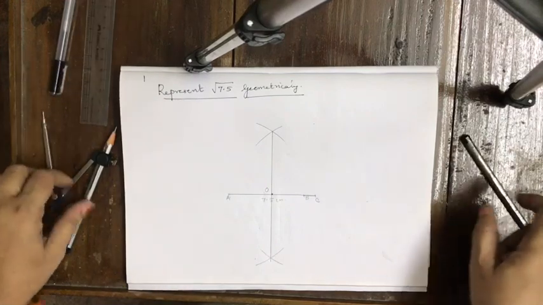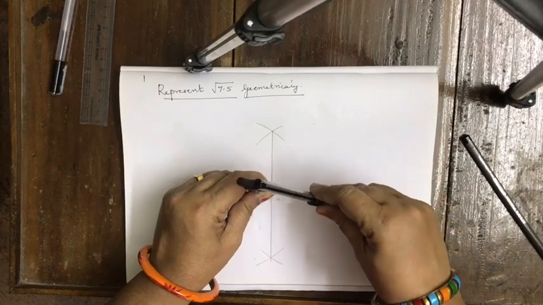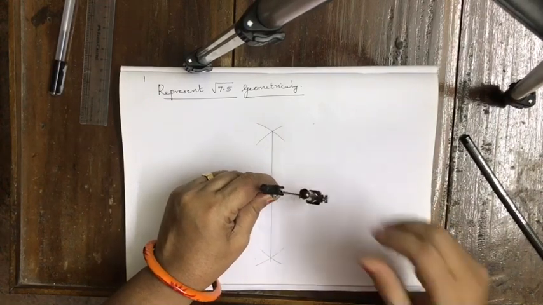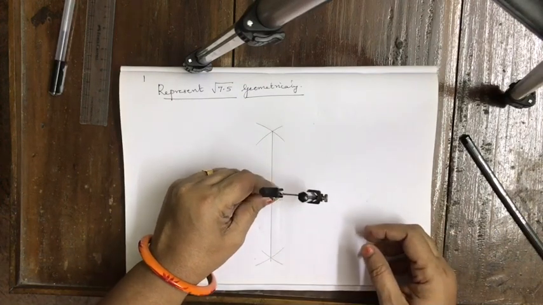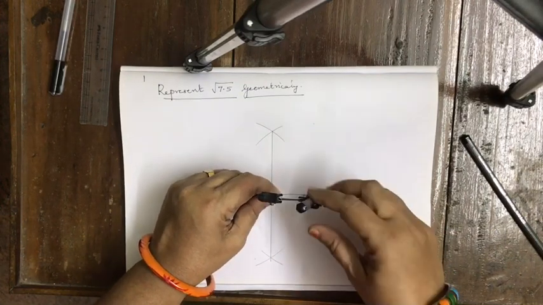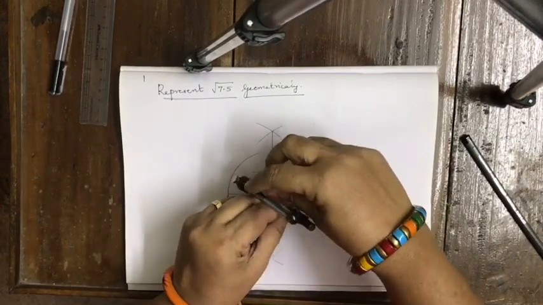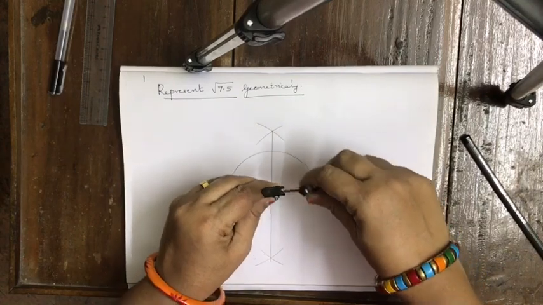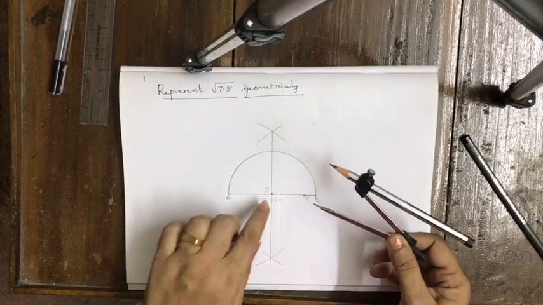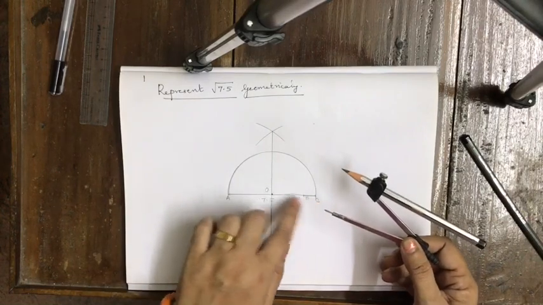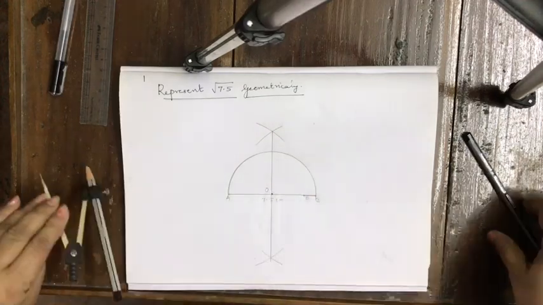Now what you are going to do is, with O as center and OC as radius, OC or OA, because O is the midpoint, you are going to draw a semicircle. So draw a semicircle with O as center and OC as the radius. You can take OC or OA, both are equal. Now you are getting a semicircle.